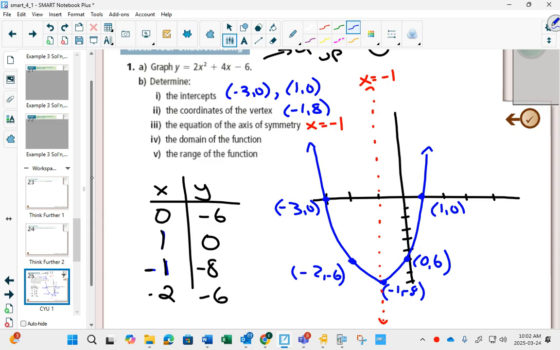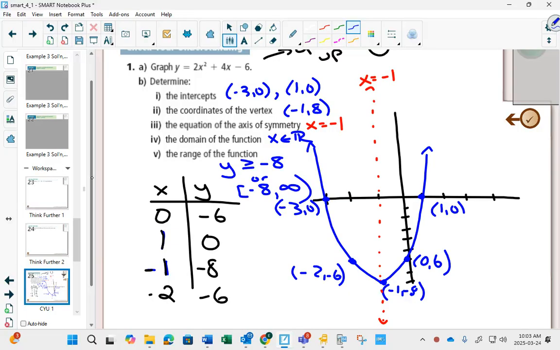X equals -1. The domain is always everything, and the range of our function depends on our vertex. So you can either write your range this way, y is bigger than or equal to -8, because the y value is -8, and we have all the y values bigger than that. Or you can write it in interval notation, -8 with a square bracket to say you've included that, up to infinity, and infinity always has a round bracket.